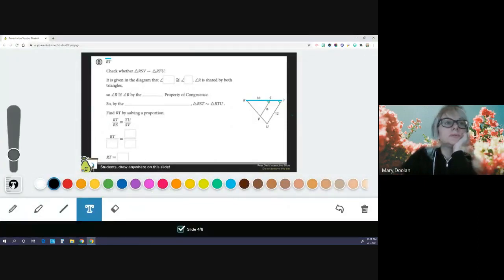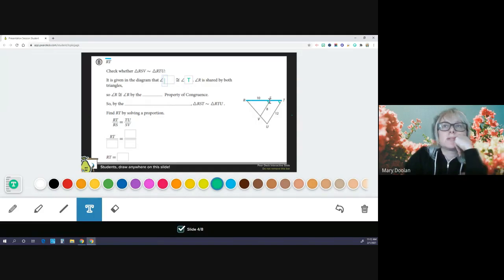Text tool. Right here, we have angle T. And then this angle here, this is the larger box. So I'm going to put in 3 letters to represent the angle that is marked with that little single green arc mark. You can either write RSV or you could write VSR. So that's what you want to fill in for those two boxes. It's given in the diagram that those two angles are in fact congruent.